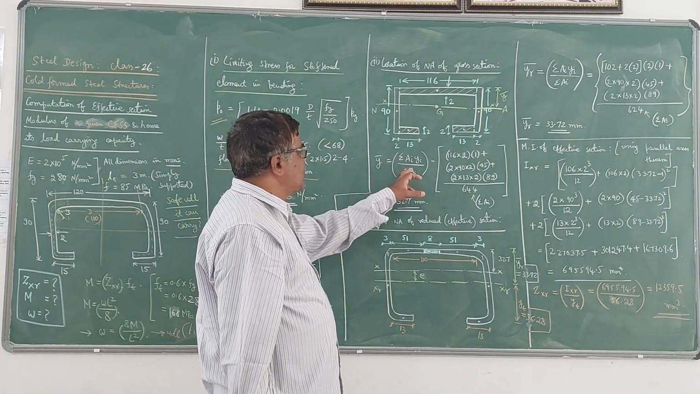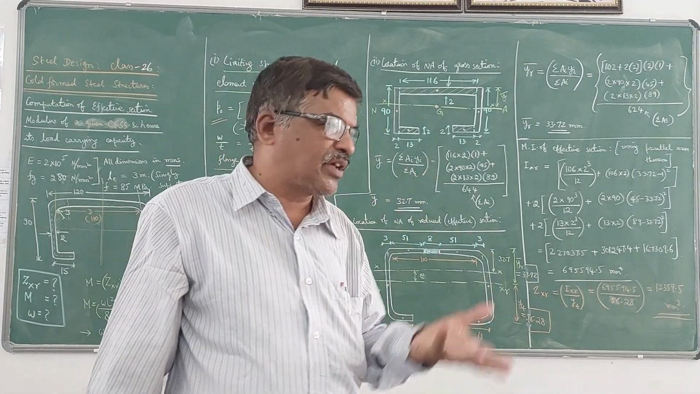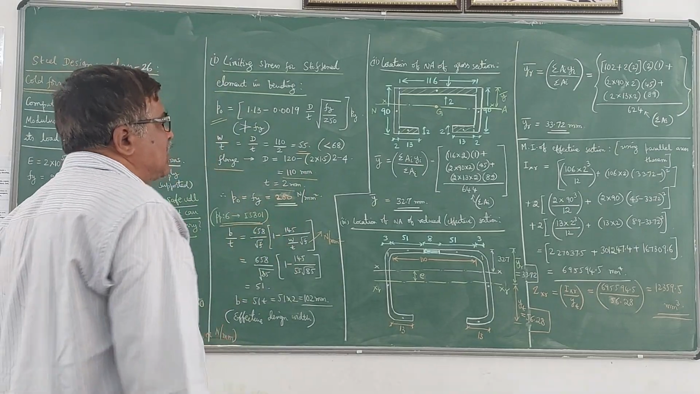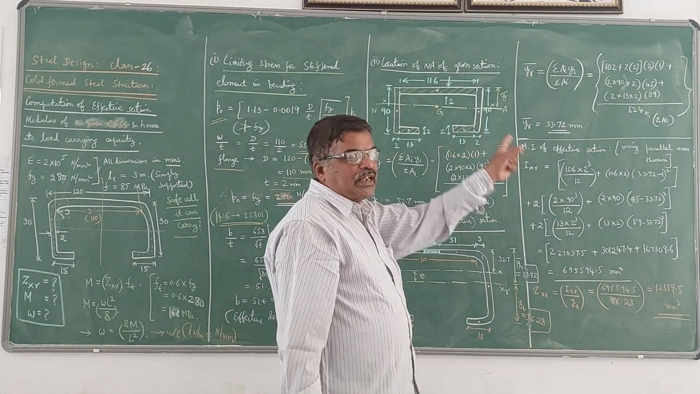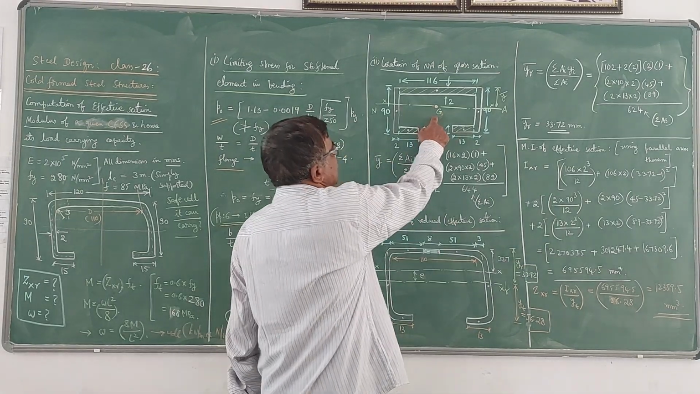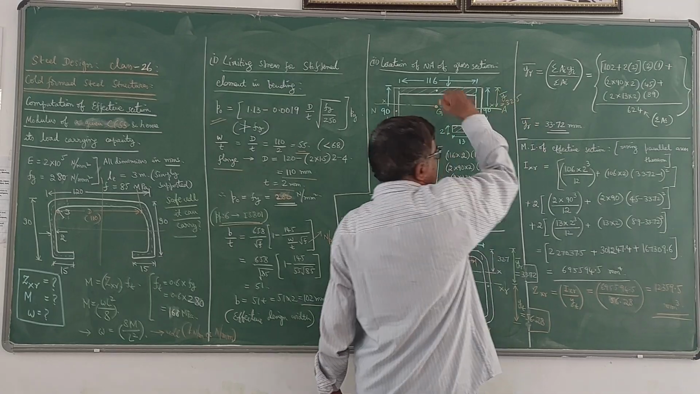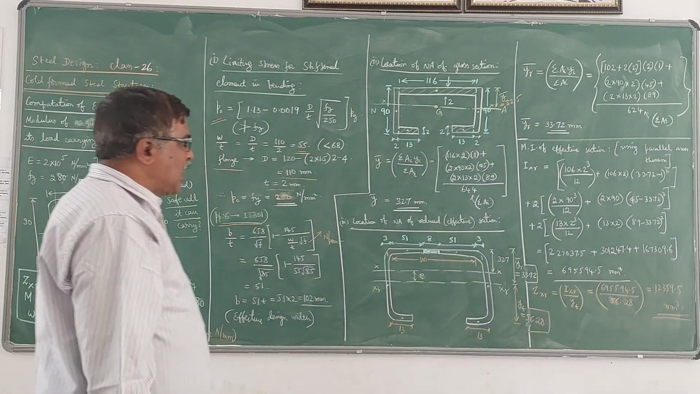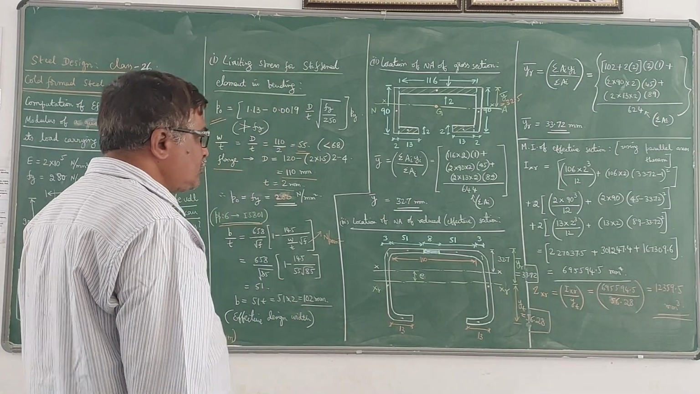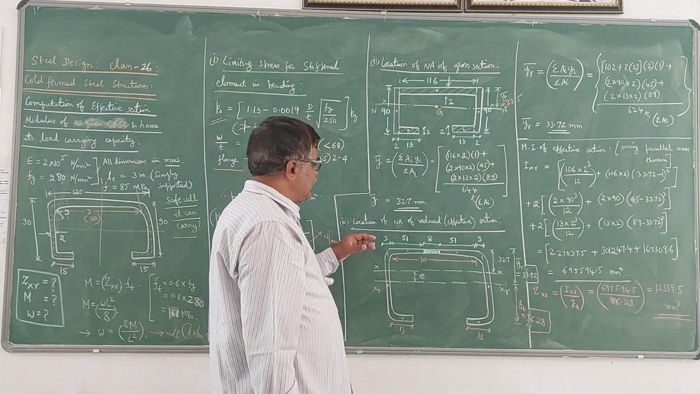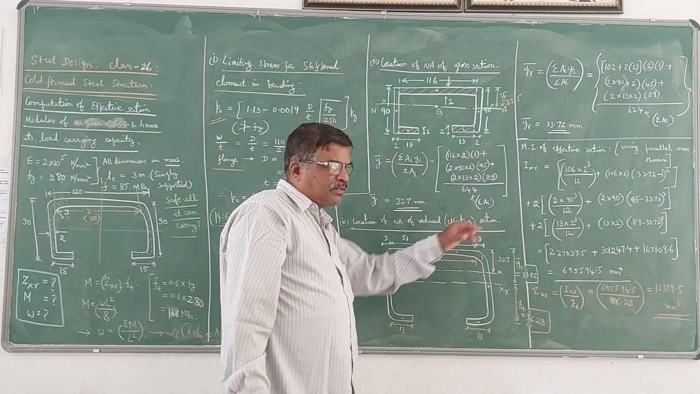So if you use this formula sigma ai y i by sigma ai, you are going to get that y bar distance, as in mechanics you have studied that. So you are going to get this y bar value as 32.7 mm. So that means the centroid lies at a distance of 32.7 mm for the cross section. Now similarly you can locate the centroid of that reduced or effective section.